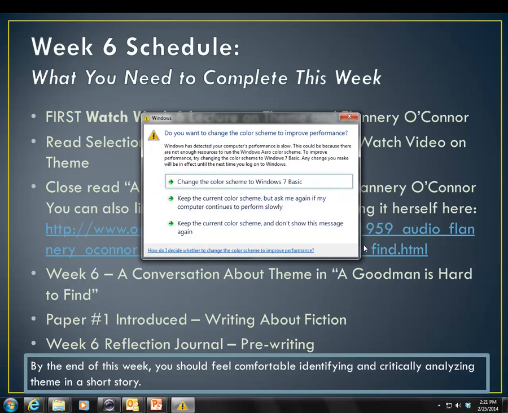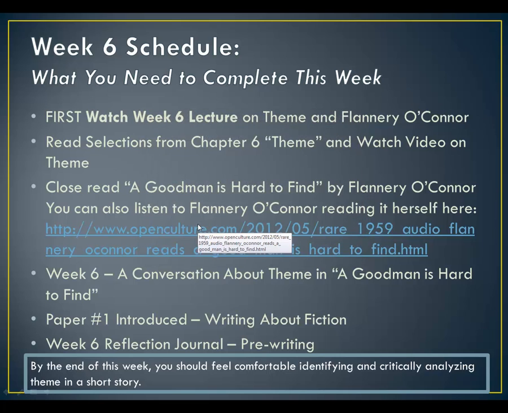Then we're going to have a conversation about theme in A Good Man is Hard to Find. I'll introduce the first formal writing assignment for our class, and it'll go live. It's not due until March 12th, though. Don't panic yet. And you'll begin working on that paper as part of your reflection journal this week. You're going to complete your pre-writing.